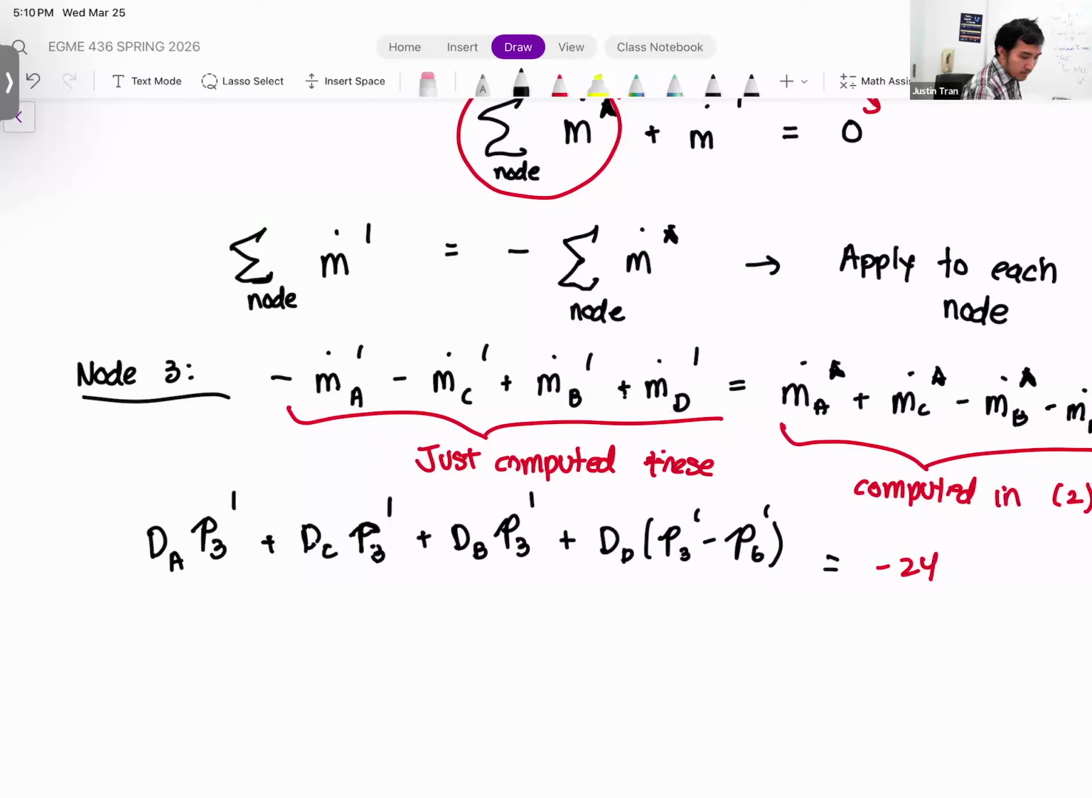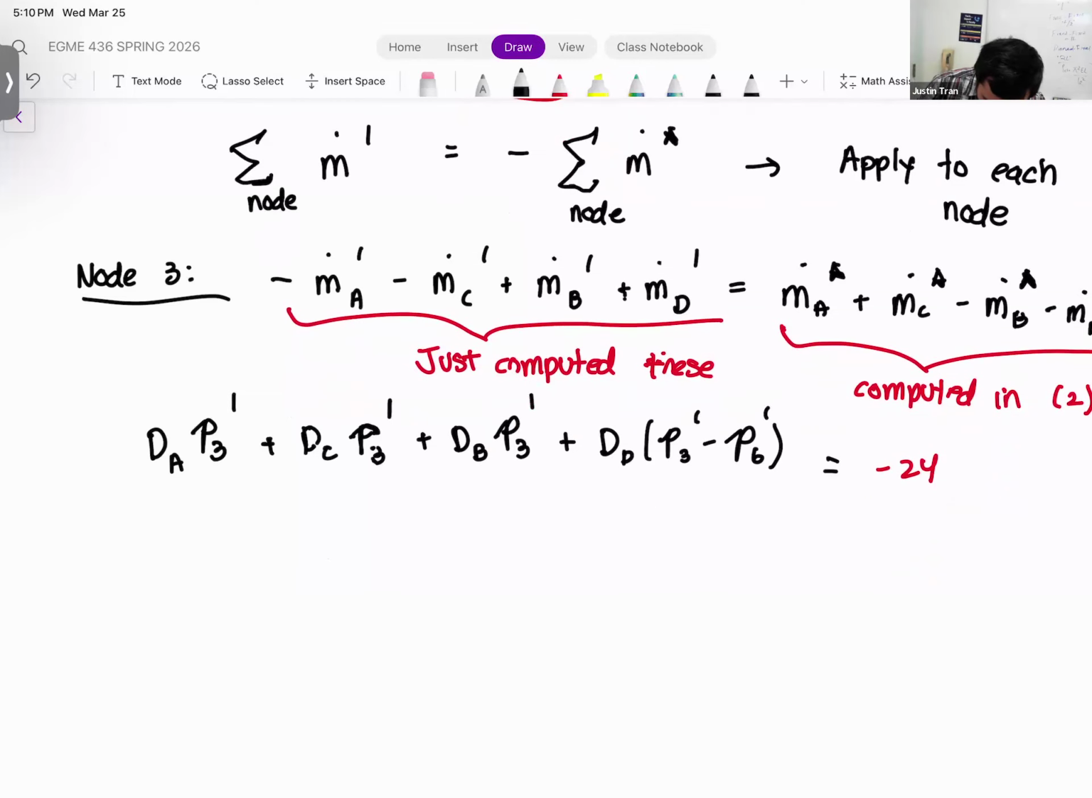All right, so all the diameters here are known. The p primes are not known, so those are still unknowns in the equation. But what we're able to get from this is basically an algebraic equation that we can use to solve for P3 and P6 prime when combined with the other nodes.